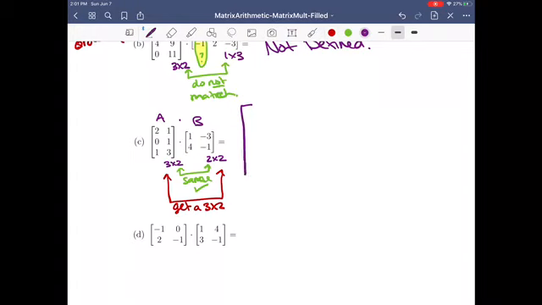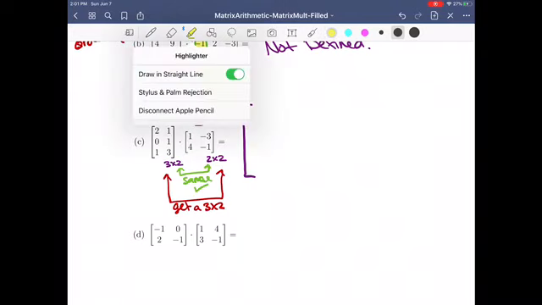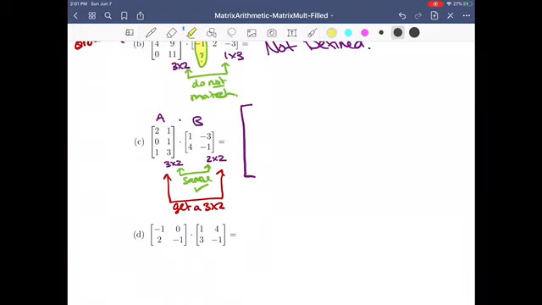Okay, so we take each row and we multiply by each column. So we take row 1, multiplied by column 1. That's going to give us our entry in row 1, column 1. So it's going to be 2 times 1 plus 1 times 4 for that entry. Now we need to take row 1 again.